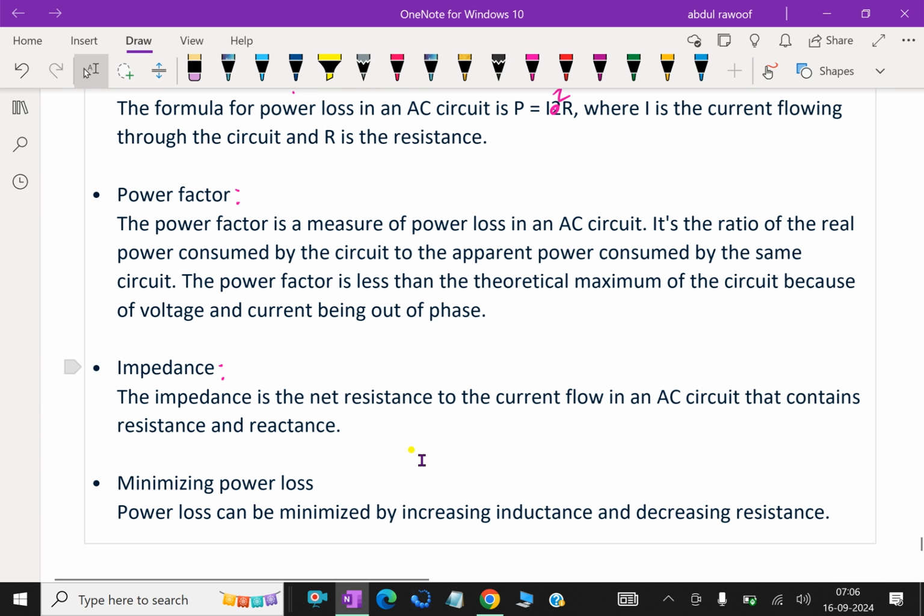Next, impedance. What is impedance? The impedance is the net resistance to the current flow in an AC circuit that contains resistance and reactance. Resistance and reactance together form an impedance. Minimizing power loss: power loss can be minimized by increasing the inductance and decreasing the resistance.